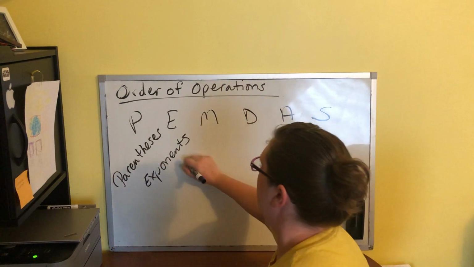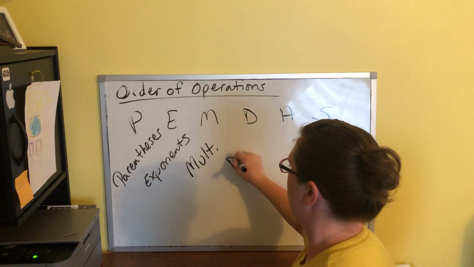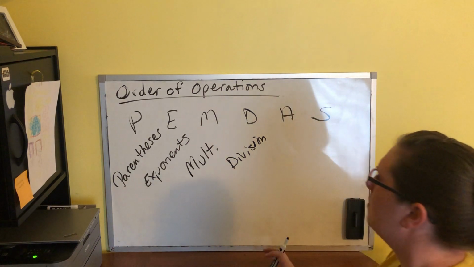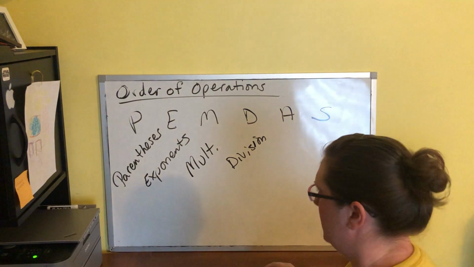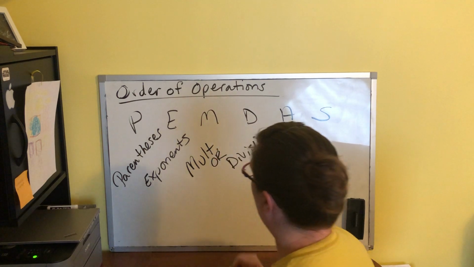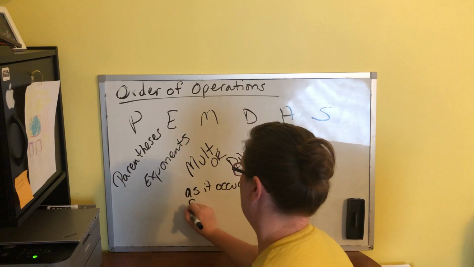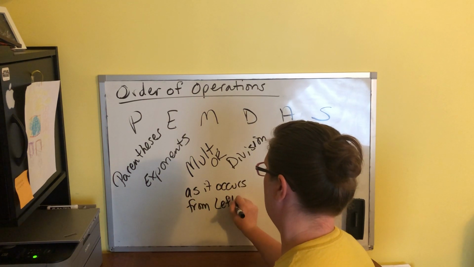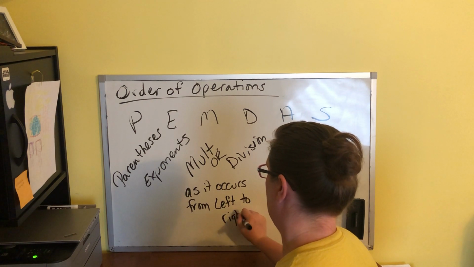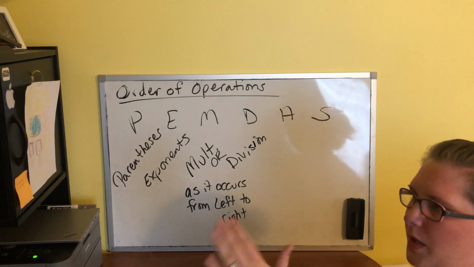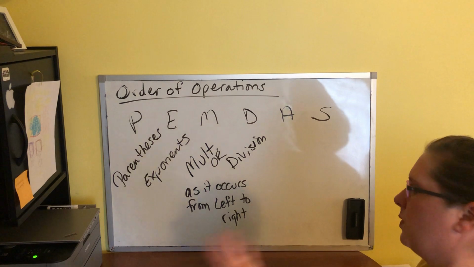Okay, so after we look for exponents, let's say there's no exponents, then we're going to move on to the M and the D. So this is multiplication and division. I'm sorry guys, I have terrible handwriting. Multiplication and division. Now what you need to remember here is it's multiplication or division as it occurs from left to right. So you have parentheses, exponents. Then we're looking for, is there multiplication or division as it occurs from left to right? So whatever comes first. If multiplication comes first, we're going to handle the multiplication. If the division comes first, we're going to handle the division.